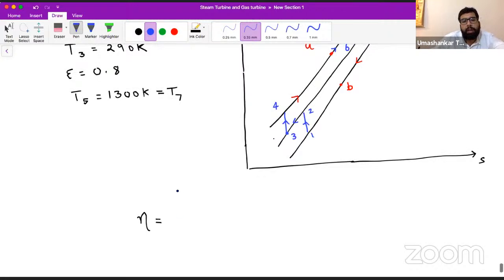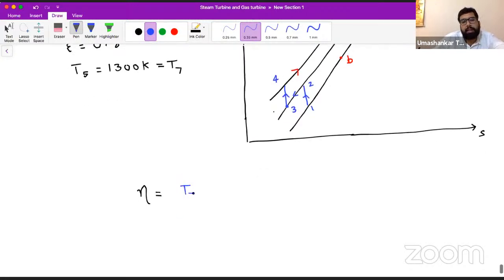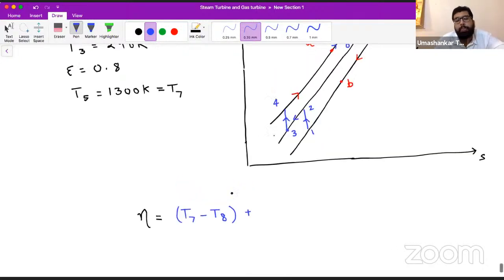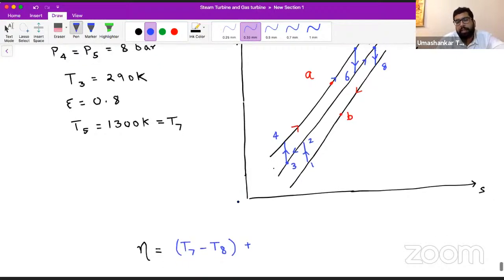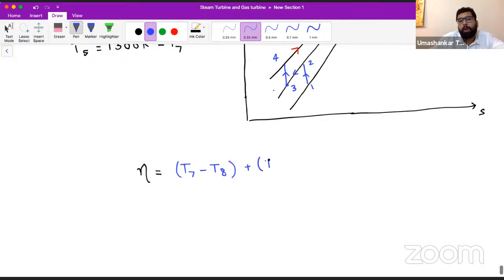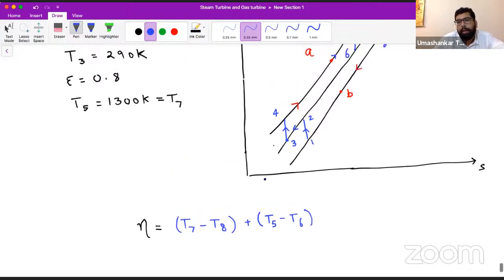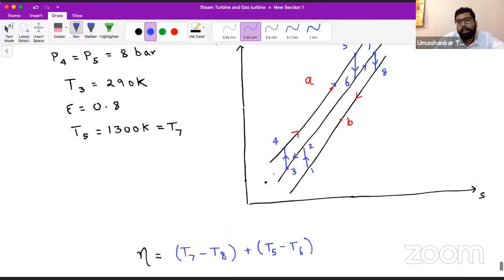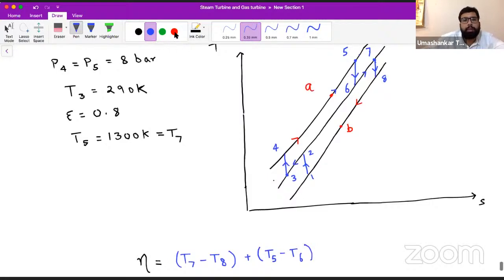So we have efficiency as T7 minus T8, turbine minus compressor. Yes, practically, since it is given in the question, we can consider it. Practically, it is not what we most often do. But yes, it is possible. There is nothing like it is not possible, but this is not generally what we do.